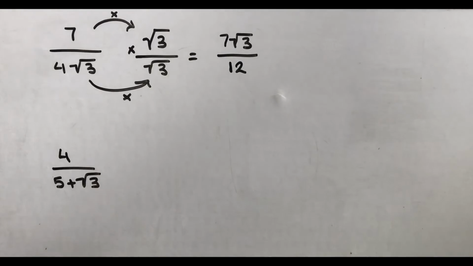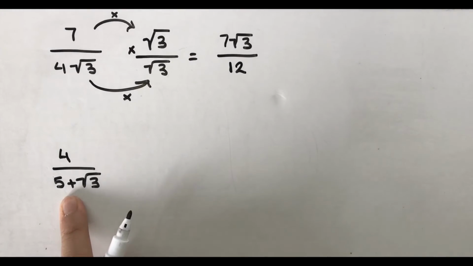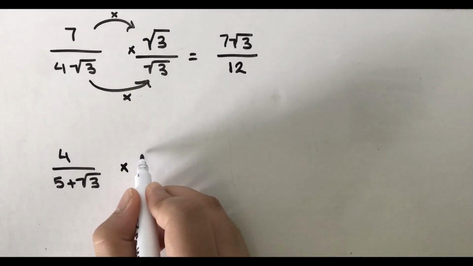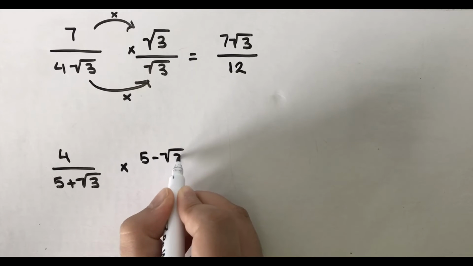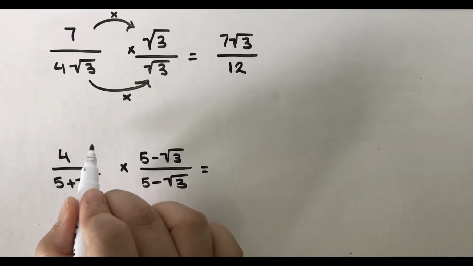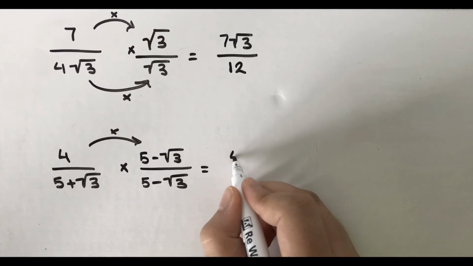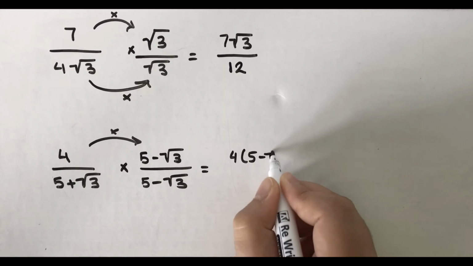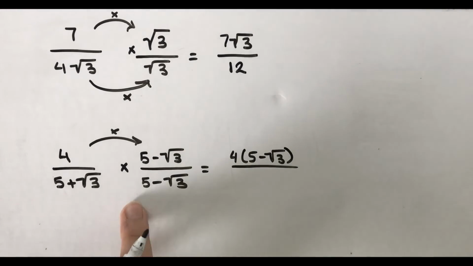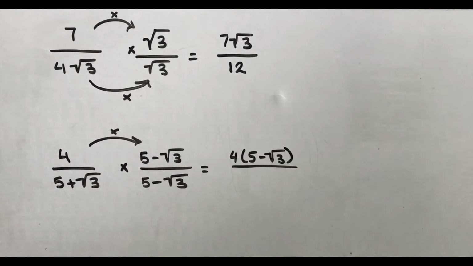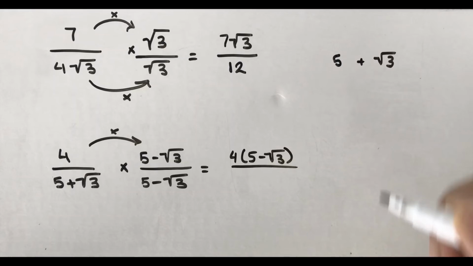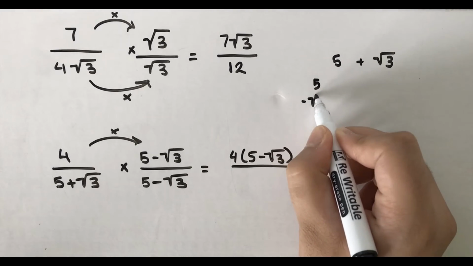For our next one, this is binomial, as we have a plus here. So what we do is 4 over 5 plus root 3 multiplied by 5 minus root 3 over 5 minus root 3. We multiply the top first, so we get 4, and in brackets 5 minus root 3. And we get that all over 5 plus root 3 multiplied by 5 minus root 3. You can use FOIL or the grid method. So we have 5 plus root 3 and 5 minus root 3.